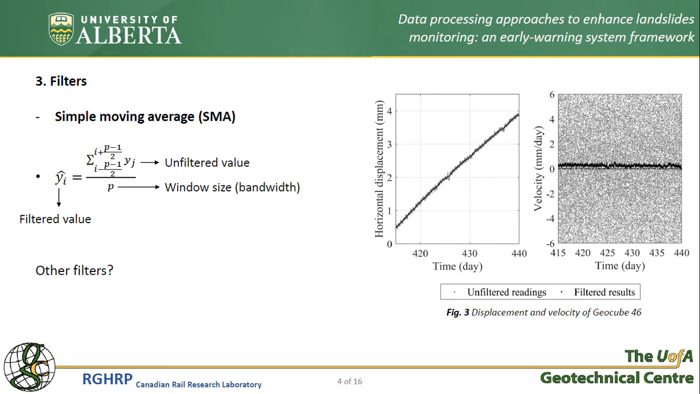It is a common practice to use simple moving average or SMA as the filter for this purpose. You can see its mathematical formulation here. At each time step, SMA simply takes the average of a number of surrounding points as the filtered value. The number of points considered in the filtration process are referred to as window size or bandwidth.